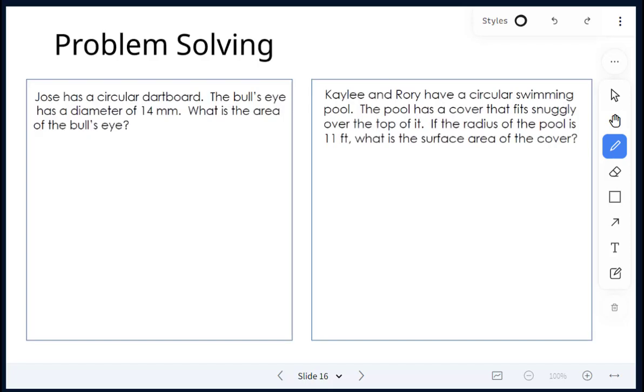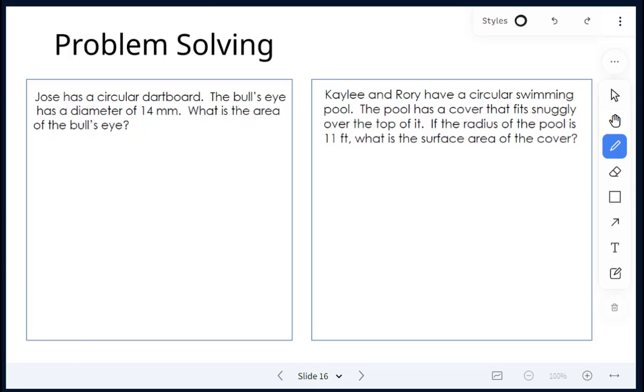So next, for problem solving, our first question. Jose has a circular dartboard. The bullseye has a diameter of 14 millimeters. What is the area of the bullseye? Usually when you're working on problem solving, it's a good idea sometimes to draw yourself a little diagram. The second example, Kaylee and Rory have a circular swimming pool. The pool has a cover that fits snugly over the top of it. The radius of the pool is 11 feet. What is the surface area of the cover?